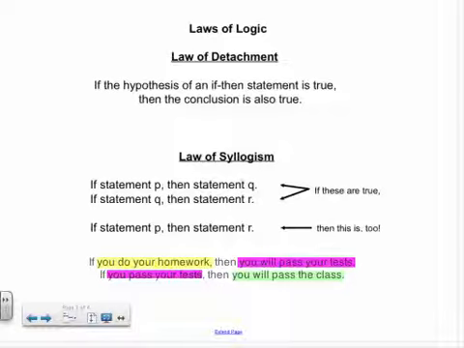Then we can combine the hypothesis of the first statement, if you do your homework, with the conclusion of the second statement, then you'll pass the class. This results in the statement, if you do your homework, then you'll pass the class.